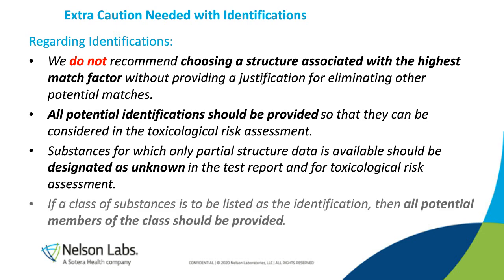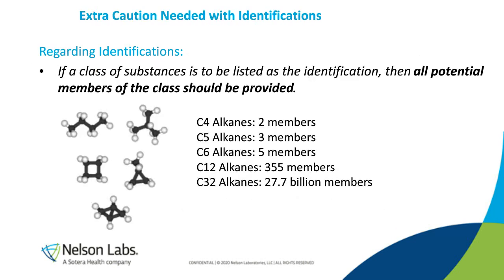Then finally, this last one always makes me laugh a little bit. If a class of substances is to be listed as the identification, then all potential members of that class should be provided. This is another example where it makes sense on the surface, but when you start to extrapolate that out and think about how to implement it, it can get really tricky. For example, one case where we often list an identification class is with aliphatic hydrocarbons, which are often reported as something like C4 alkanes or C5 alkanes and so on.